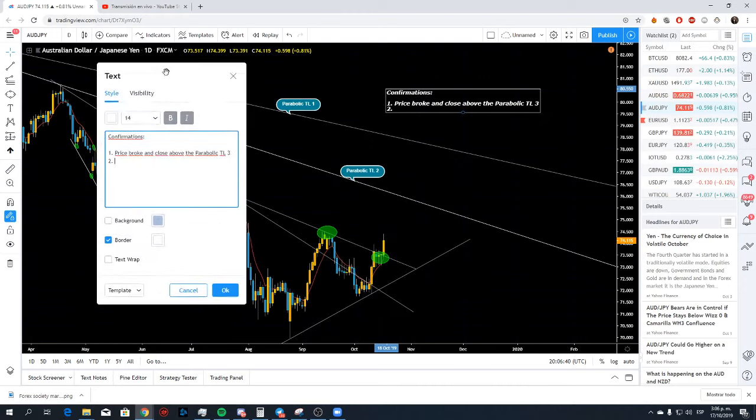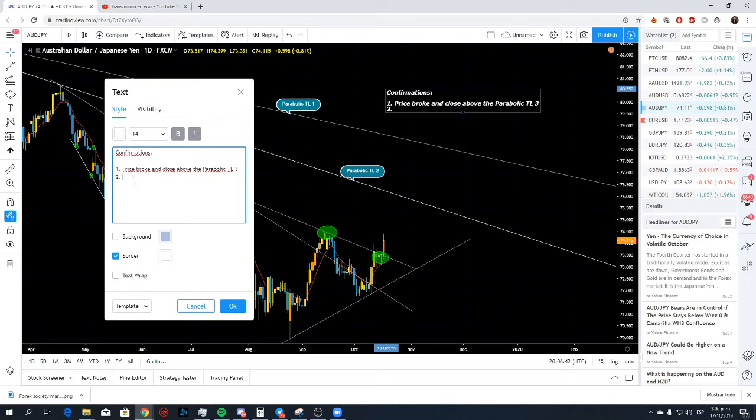So it broke and closed, and it also seems like daily. It's clear, okay. So it broke that daily trend line after a third touch. Okay, that would be our second confirmation.